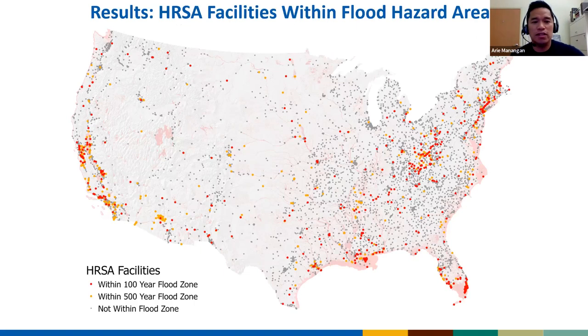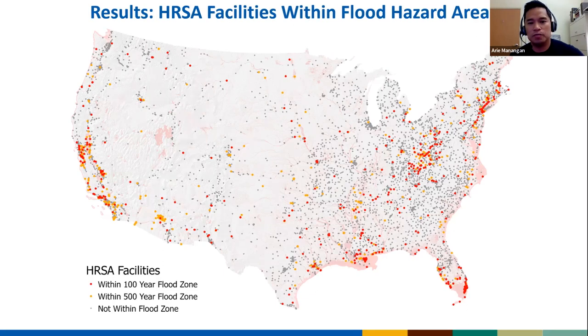Last year, we conducted this analysis for all HRSA facilities. Again, those areas in the highest risk are colored in red within the 100-year flood hazard zone. Orange facilities are within a 500-year flood hazard zone. Next slide.